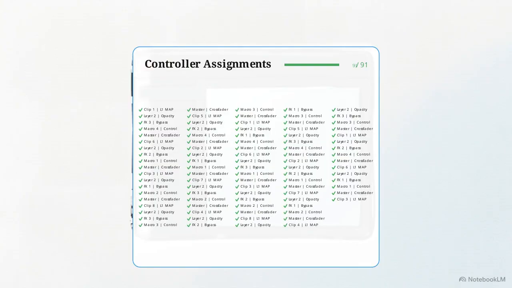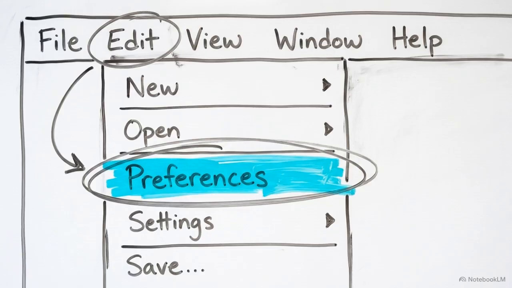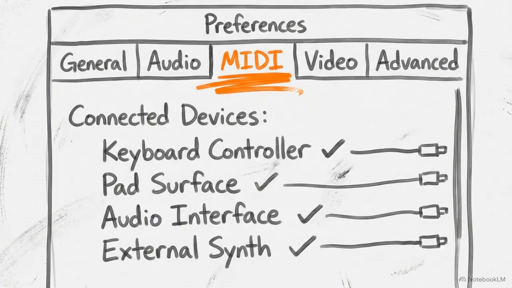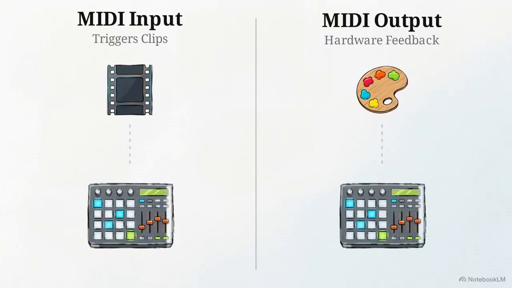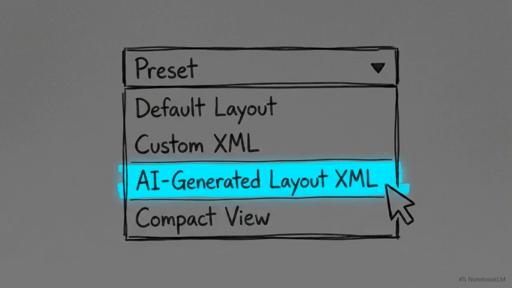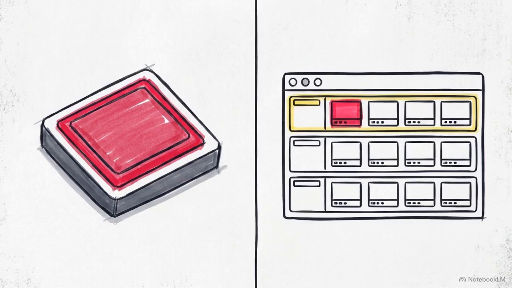Return to Resolume and open the main Preferences menu. Click over to the MIDI tab to view your connected devices. Find your controller in the device list and check both the input and the output boxes. The input lets the controller trigger clips, but enabling the output is what tells Resolume to send color commands back to the physical pads. Now, click the Preset drop-down menu and select the AI-generated XML file you installed earlier. Routing data in both directions locks the digital composition and your physical hardware together.